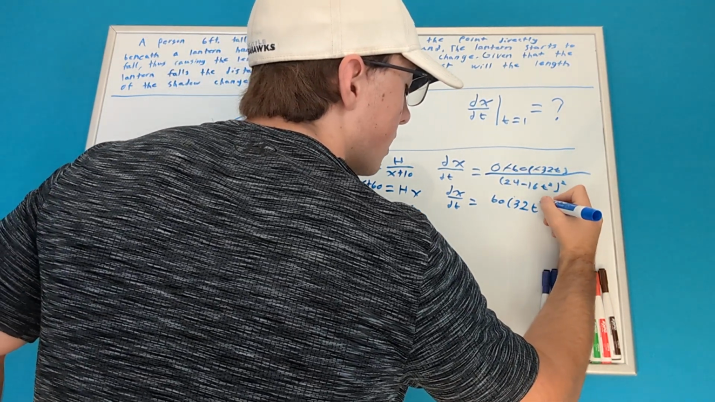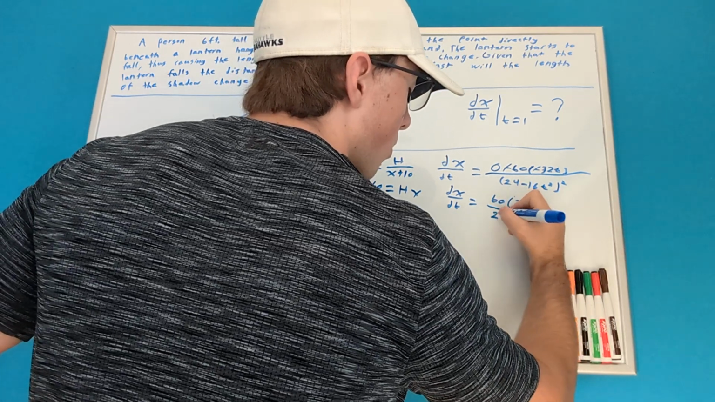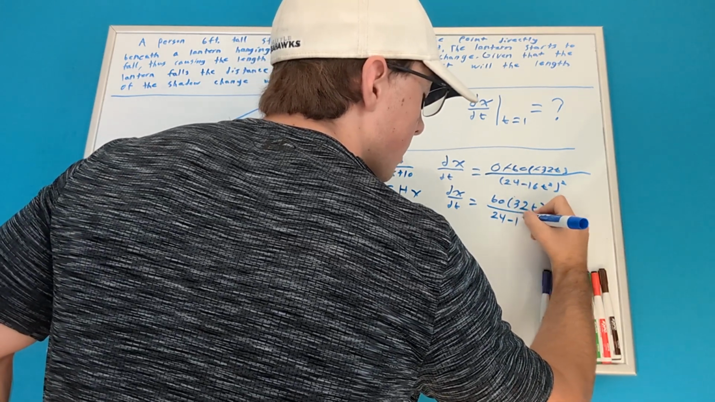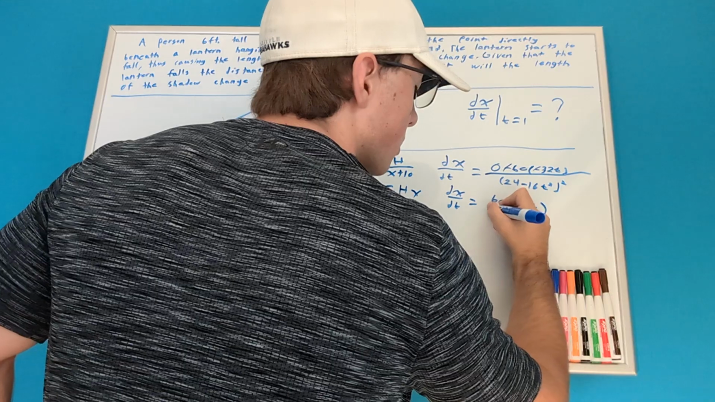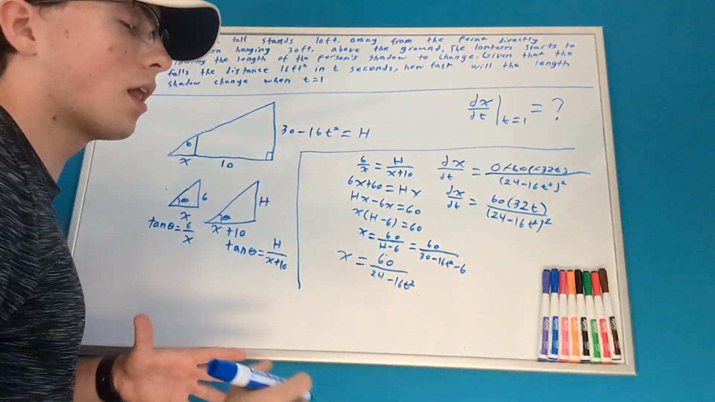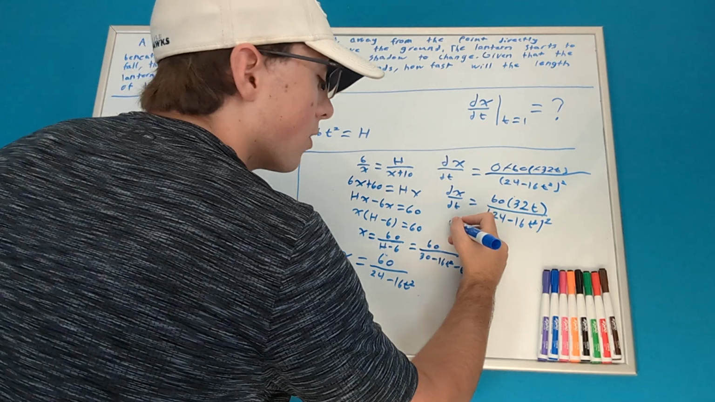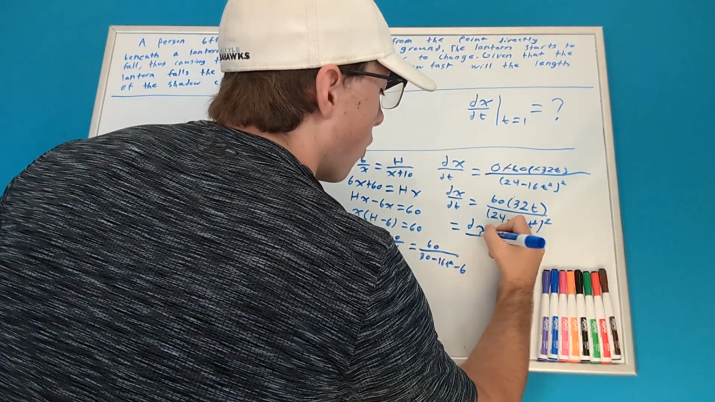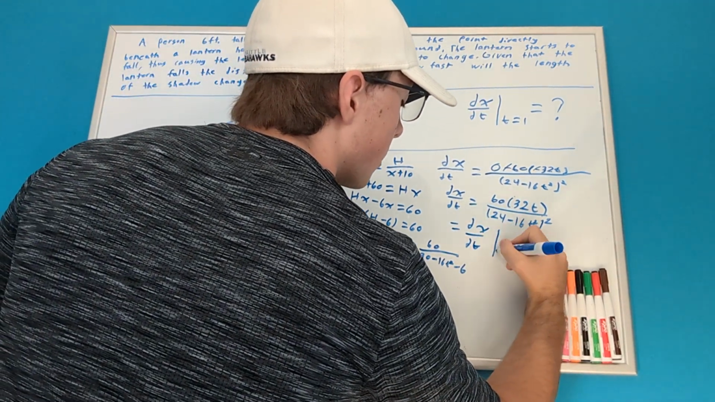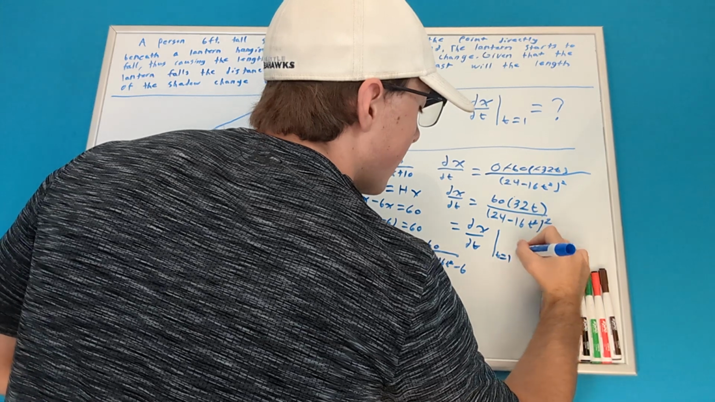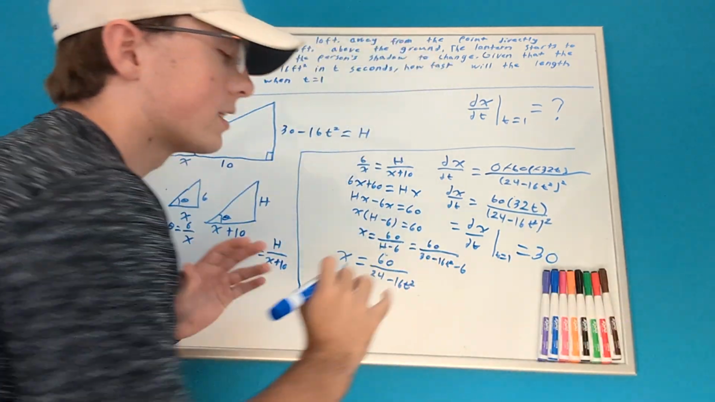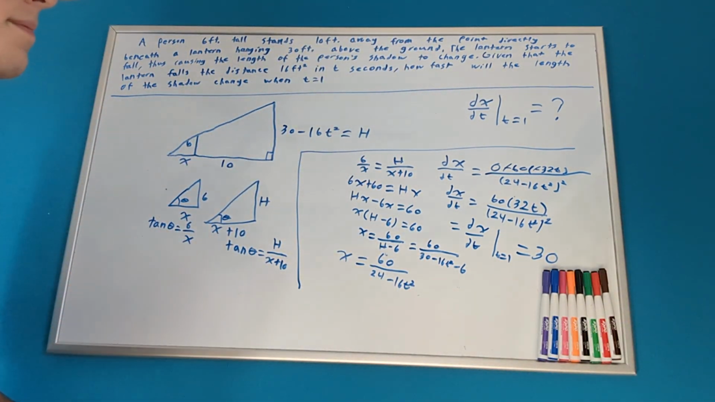32t over 24 minus 16t squared. This whole thing will be squared. If we plug in t equals 1 and we did this math, we would end up with dx over dt when t equals 1 equals 30. And that's our answer for this problem, okay?